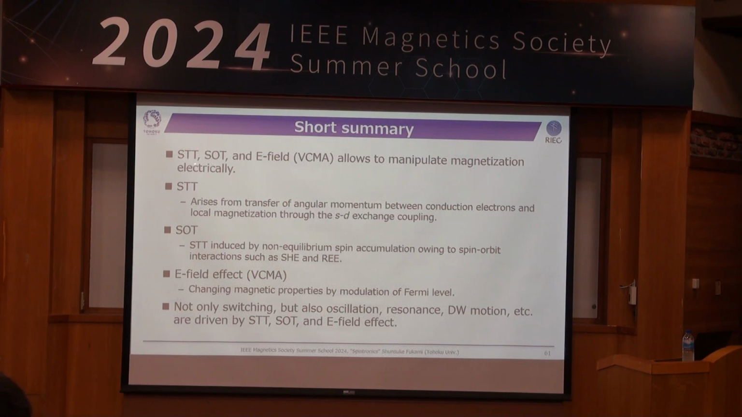So, the short summary: the spin transfer torque, spin orbit torque, and electric field effect allow us to manipulate the magnetization. The spin transfer torque can be understood by considering the transfer of angular momentum between the conduction electrons and local magnetization through the s-d exchange coupling. And spin orbit torque is a spin transfer torque induced by non-equilibrium spin accumulation owing to the spin orbit interactions such as the spin Hall effect and Rashba-Edelstein effect. And the electric field effect changes the magnetic properties by modulation of the Fermi level by changing the population of the electrons or the electric charge. And not only switching but also oscillation, resonance, and domain wall motion, etc. are driven by spin transfer torque, spin orbit torque, and the electric field effect.